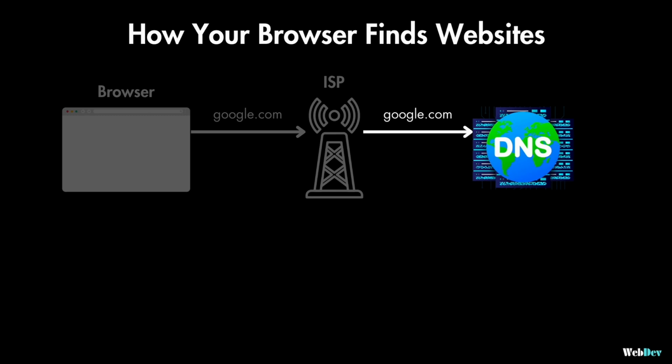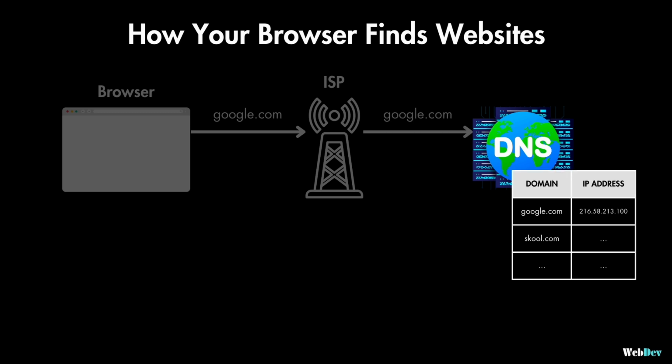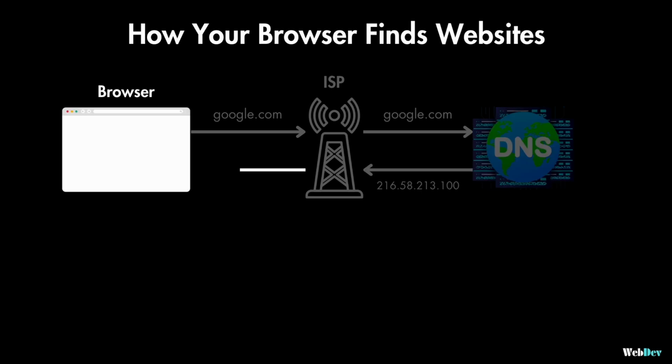The DNS is like a massive phone book for the internet. It has all the website IP addresses stored in front of their domains. So whenever it gets a request for, let's say, google.com in this case, it searches this domain and finds out the IP address of that domain. So it finds the IP address and sends it back to the ISP, and the ISP sends it back to your browser.